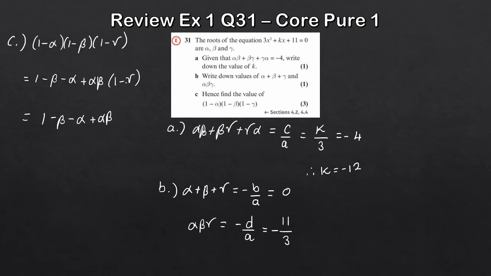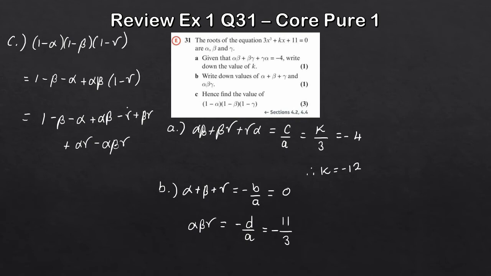And then do the same with the gamma here. So minus gamma. I'm going to run out of room definitely. Plus, because this is minus gamma times minus beta, so plus beta gamma. If I just do it underneath, so we're on gamma times minus alpha, or minus alpha times minus gamma, we get plus alpha gamma. And then this minus gamma times alpha beta, we get minus alpha beta gamma.